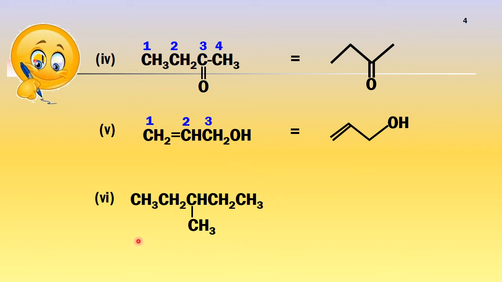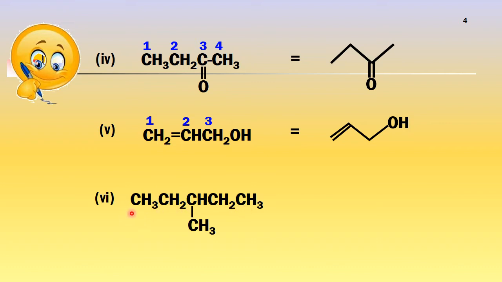This compound has 2 continuous carbon chains. The straight chain carbon and another bent chain. The straight chain carbon has 1, 2, 3, 4, 5 carbon. And the bent chain has 1, 2, 3, 4 carbon. Which means that the straight chain carbon is the parent chain.